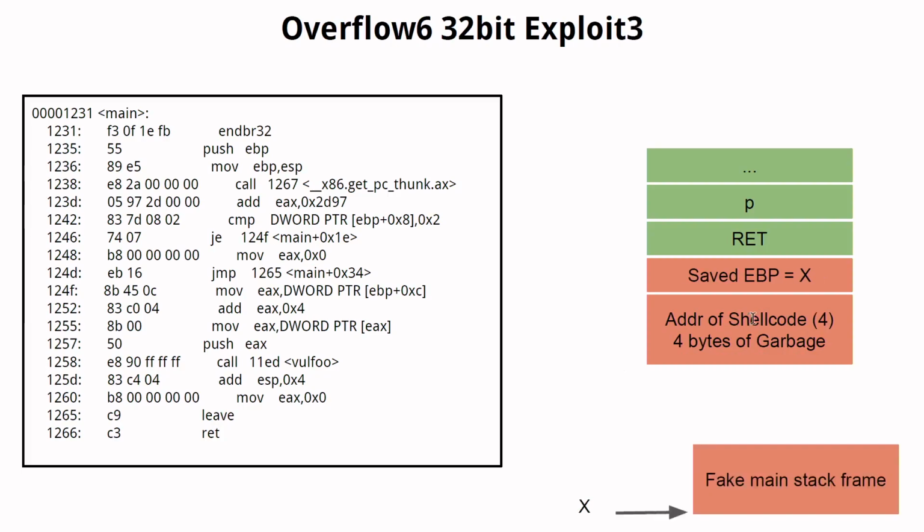So the third approach, actually, we don't need this part. There should be 8 bytes of garbage. The third approach is we just put a fake main stack frame somewhere else, like in an environment variable. As long as we know where it is and we can decide what we put there, then we can change this part, the saved EBP, to point to our fake main stack frame. Okay.